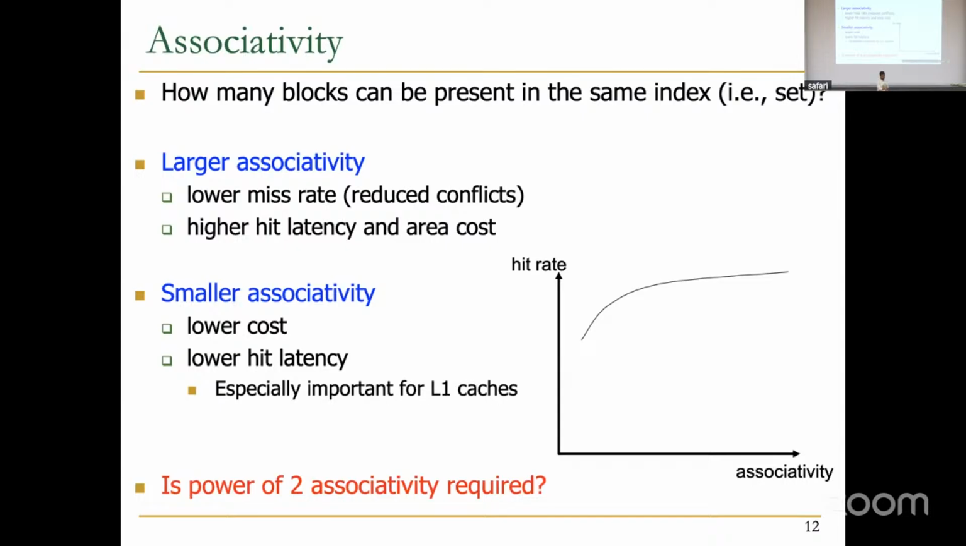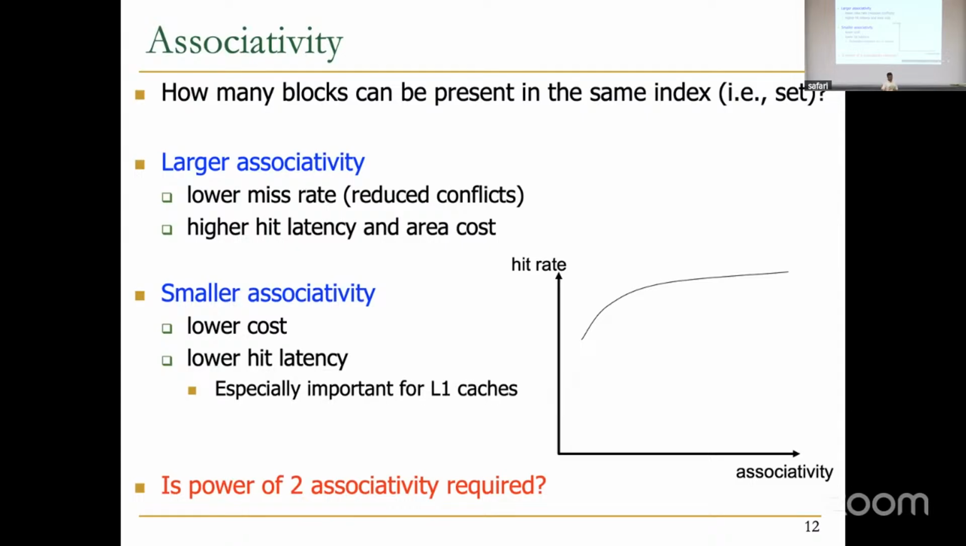So here is a good question that I want to ask you. When we talk about associativity, many of the computer architecture related parameters are typically set in powers of 2. So do you believe that the associativity needs to be a power of 2? Who thinks that it should be a power of 2? Anyone? Or who thinks that it can be anything other than a power of 2? Okay, I can see some hands over there.